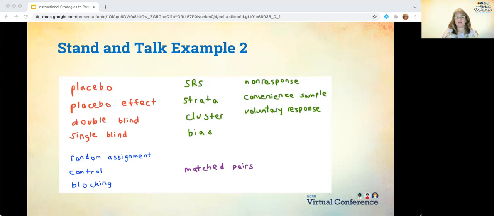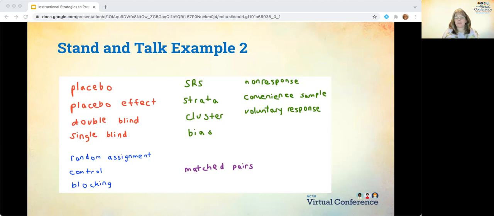So instead I said, okay, I want you to pick out words that you don't know or you're not 100% sure about. And I gave them 30 seconds to think about those words. And then I said, okay, we're going to do a stand and talk. Go and stand and talk with somebody about the words that you're not sure about. And as soon as I did that, everybody was talking about the words that they weren't sure about.